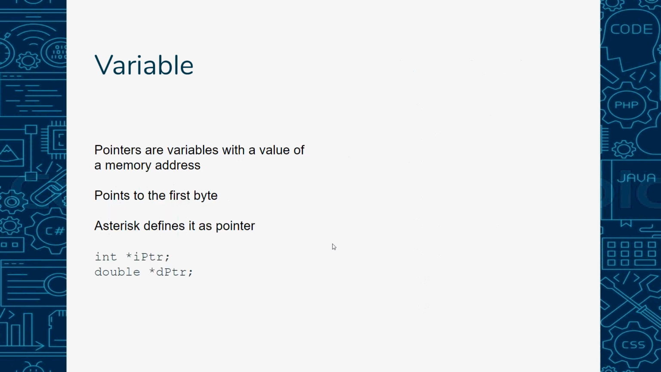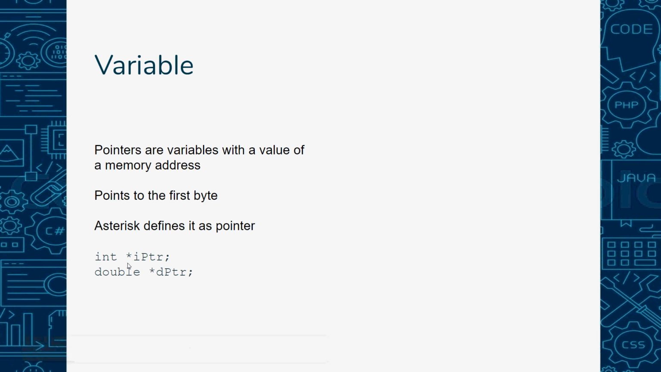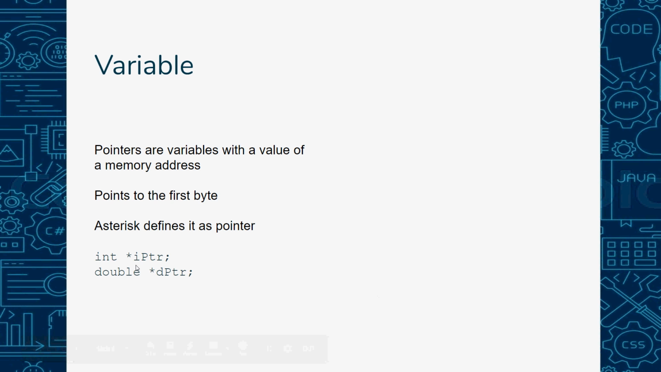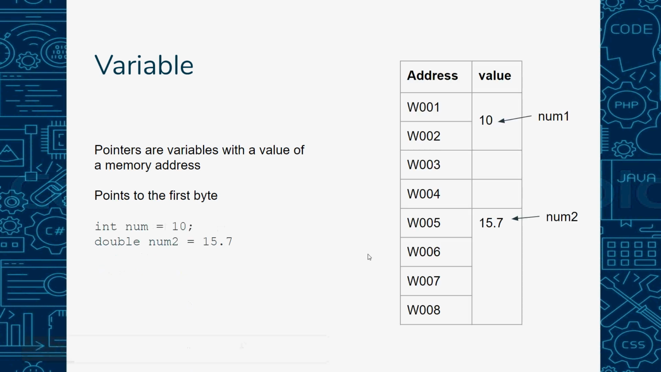Now pointers are variables, but they're variables whose content is a memory address. It points to the first byte in memory wherever your variable is stored. A pointer is defined by using the asterisk, or the little star sign. So this is an int pointer, iPointer, and a double pointer, dPointer. Those are both pointers. They're not pointing anywhere yet because we haven't set them equal to anything, but we know they're pointers because they have the little star before them. This one is going to point to an int value, and this one is going to point to a double value. Let's show you how they work.